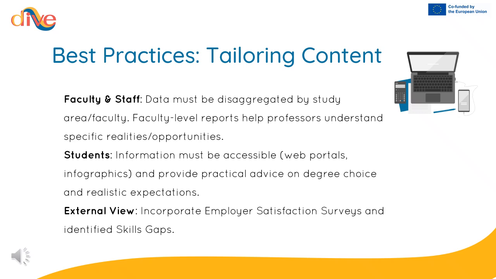Incorporating the employer perspective through summarized reports on employer satisfaction surveys and identified skills gaps adds a critical external validation layer. Similarly, clear metrics on entrepreneurship, number of startups founded, survival rates, uptake of university support services, help to champion and refine this pathway. For students, the information must be highly accessible and designed for their needs. This means dedicated web portals, engaging infographics, and career guides that directly utilize the observatory's data to offer practical advice on degree choice and realistic job market expectations.